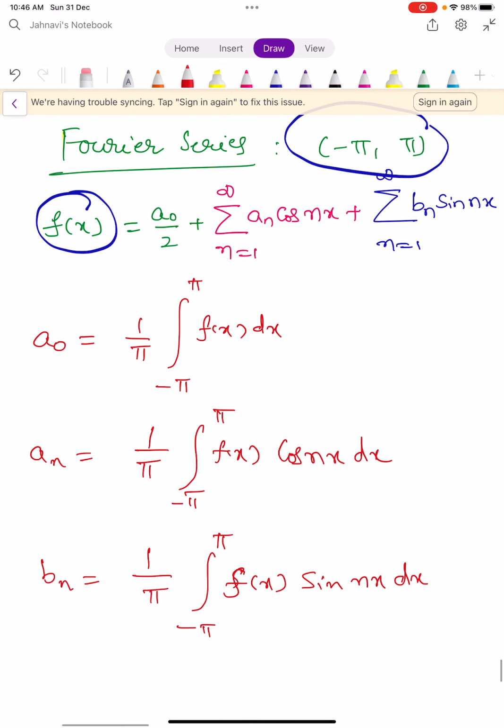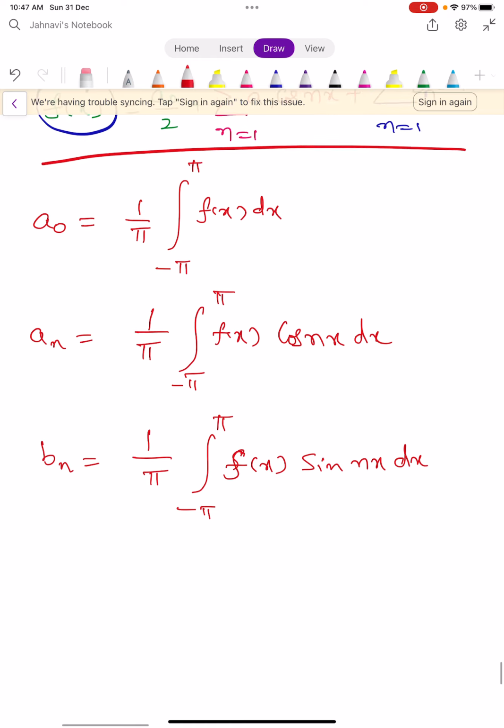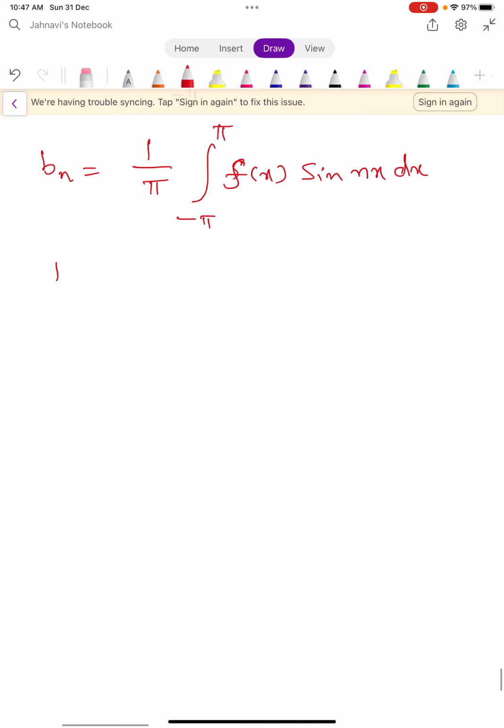So these are Euler coefficients, and this expansion is known as Fourier series expansion for the function f of x. Now we learn case 1 and case 2. In case 1 we take that f of x is an even function. f of x is even.